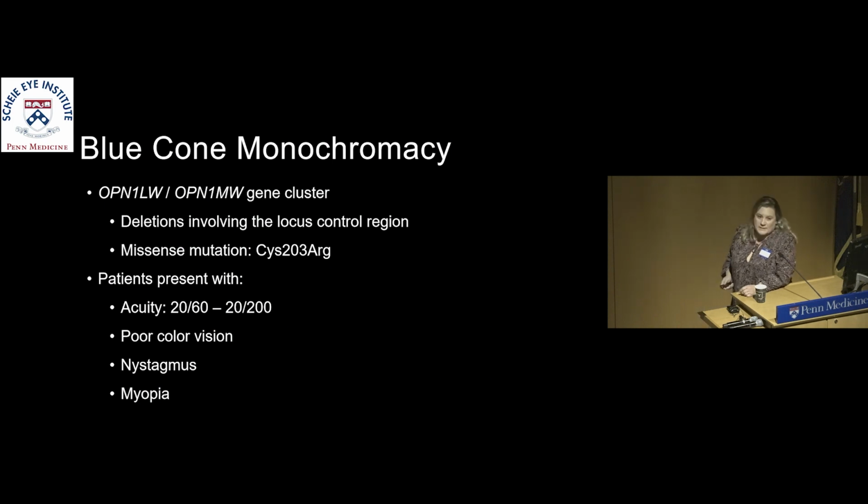So blue cone monochromacy, as the name suggests, occurs when patients have only one functional cone type contributing to their color vision. This is caused by mutations in the OPN1LW and OPN1MW gene array, with deletions either involving the locus control region of the gene array or a missense mutation in the Cys203Arg that affects both the L and M copies of the gene. Patients then present with reduced color vision and reduced acuity. They can have nystagmus, which is uncontrolled eye motion, and many times they are myopic.